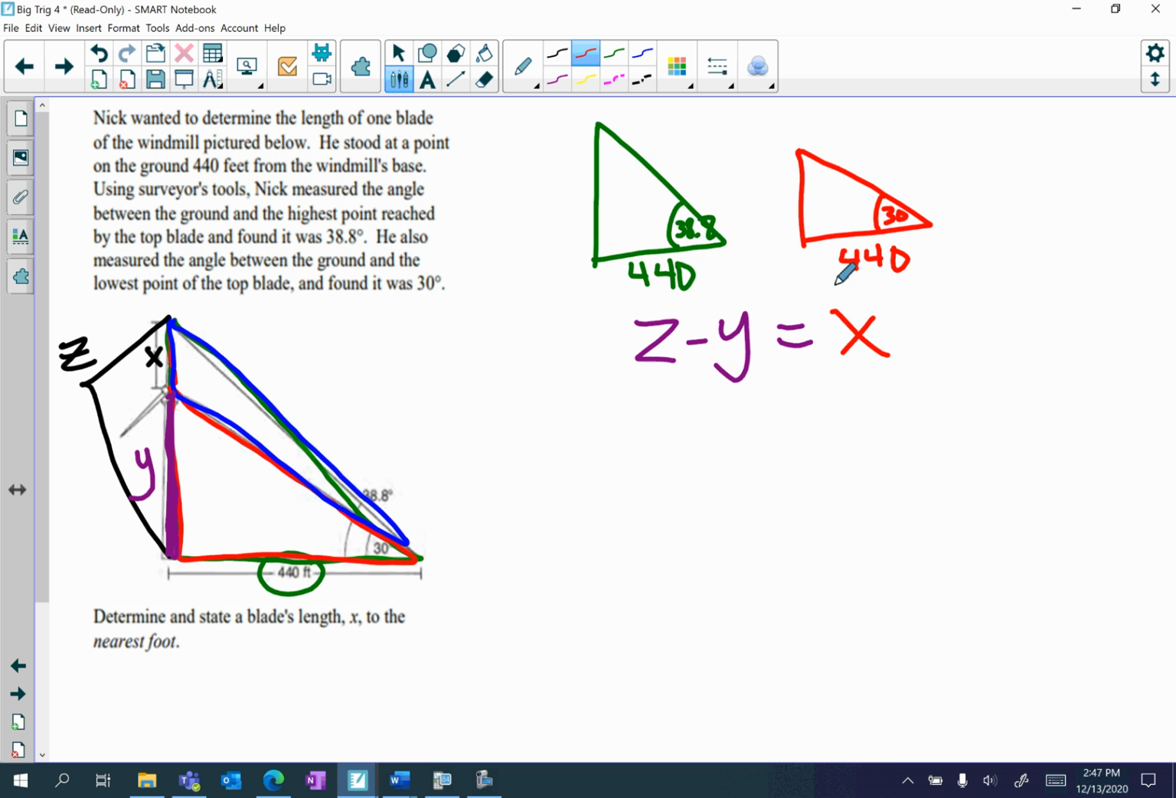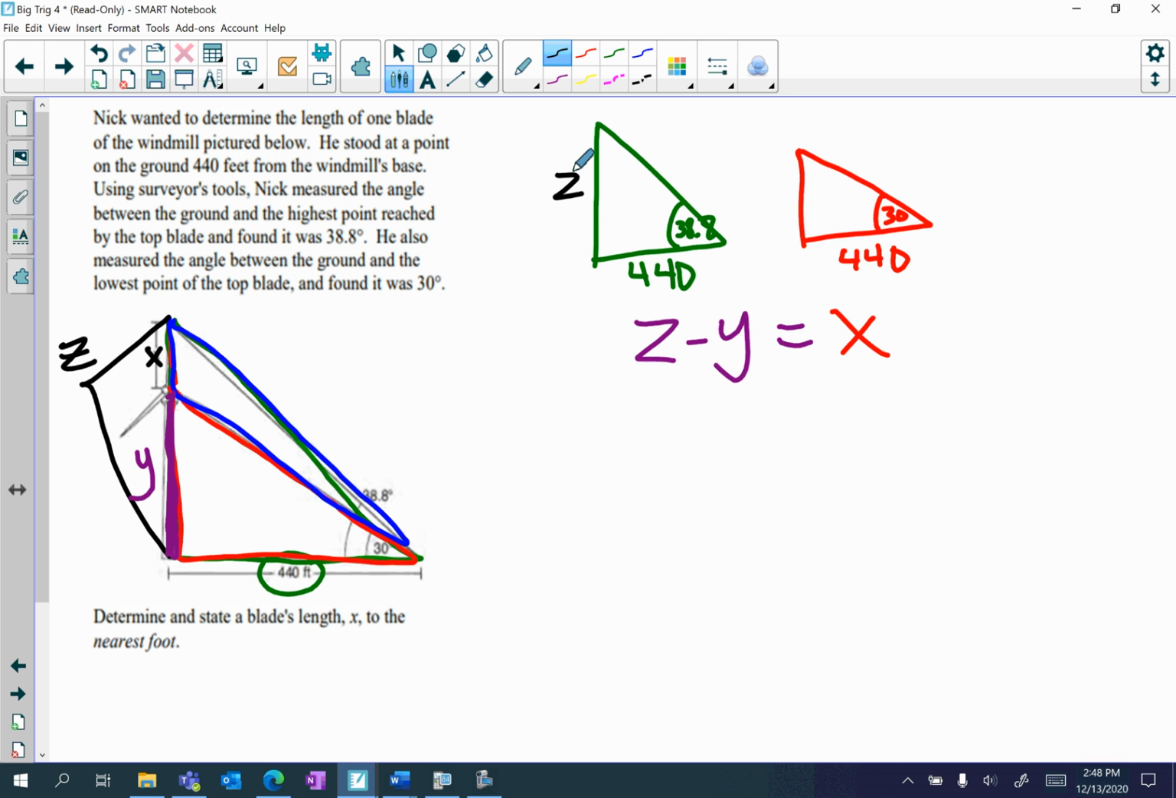So again, we can only use our right triangles. So we're going to find the length of the big triangle, z. Then we're going to find the length y of the smaller triangle, and then we're going to subtract it, and that's going to end up giving us x. So let's start to find z.